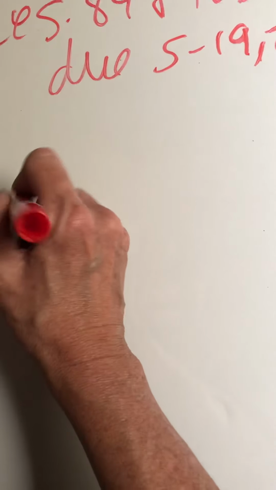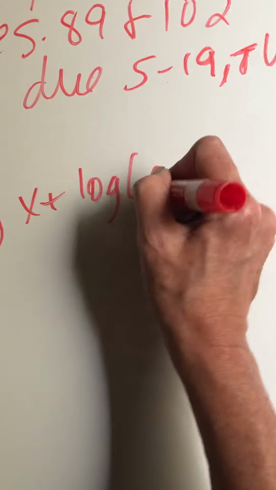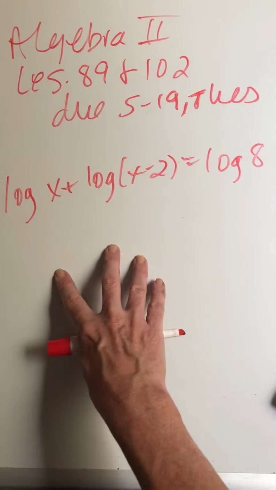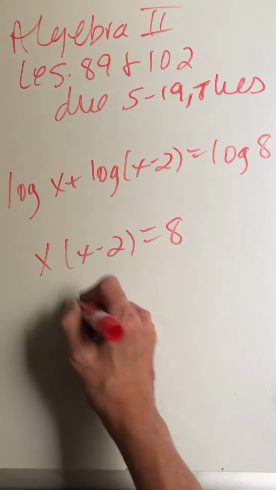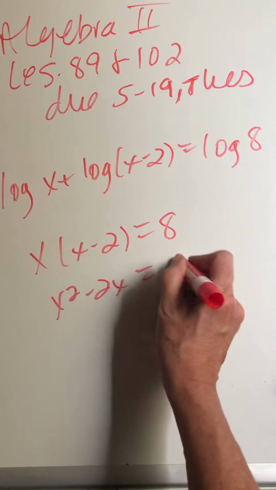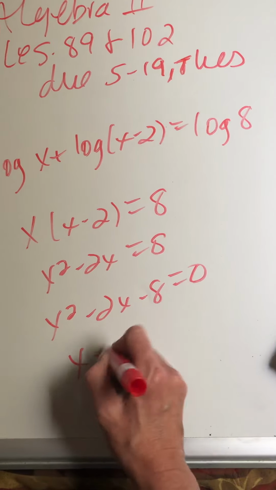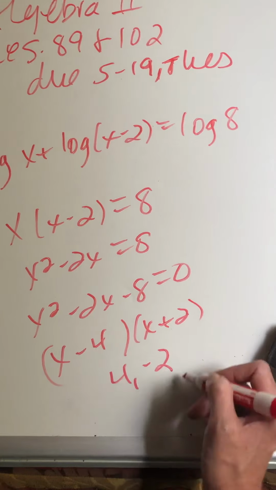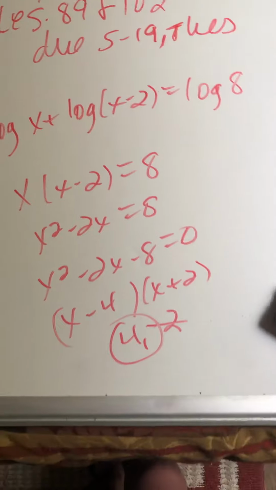Now let's try log x plus log (x minus 2) equals log 8. So again, x times (x minus 2) equals 8. x squared minus 2x equals 8. Move that 8 over. (x minus 4)(x plus 2): 4 and negative 2. Negative 2 won't work because it'll make both of those negatives. So just the 4.